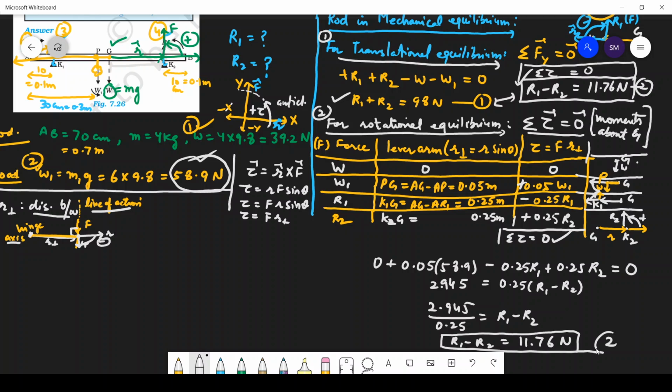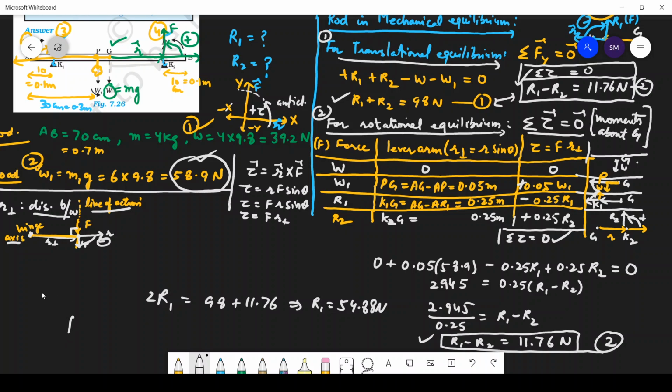This is your equation number 2. So this is what I have written over here: R2 minus R1 is equals to 11.76 Newton. Now you can equate these two equations. This is equation number 1, this is equation number 2. Add both the equations. You will get 2R1, R2 will cancel out, and that is equals to 98 plus 11.76. After solving this, you will get R1 is equals to 54.88 Newton.